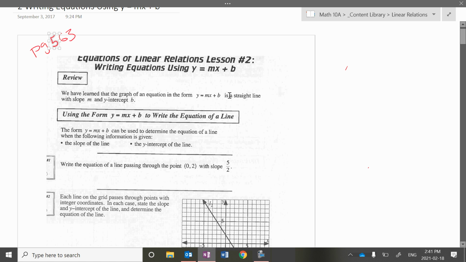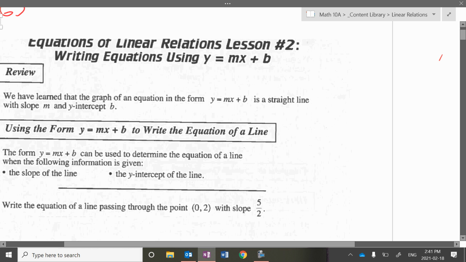Okay, ladies and gentlemen, last day we were talking about the formula y equals mx plus b. Let's just do a quick pause and a refresher. I know you did this in physics, but I just want to make sure. What does the m represent? Slope. Fabulous. Slope is rise over run.